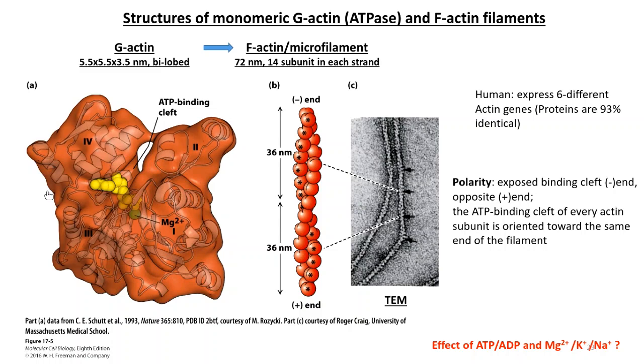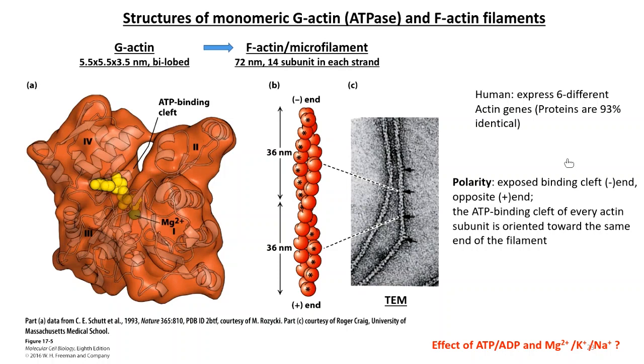So based on this information, let's do this question answer. Effect of ATP, ADP and magnesium, potassium or sodium, any kind of cations. So what is the effect of those? Well, if it is ADP bound, it cannot form this F-actin. If it is ADP bound, then it is in a soluble state. That means a monomeric state. The other thing is, if it doesn't have magnesium, or if the environment doesn't have enough cation concentration, that will affect the polymerization rate, or the assembly of these single subunits to form this multi-subunit structure that is called F-actin.